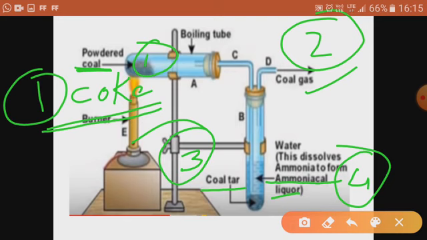Coal is a fossil fuel which we take from the earth, and we have seen how workers take out coal from the coal mines. Then this coal is sent to big industries where a process called destructive distillation of coal is performed, and the different useful products inside the coal are separated.